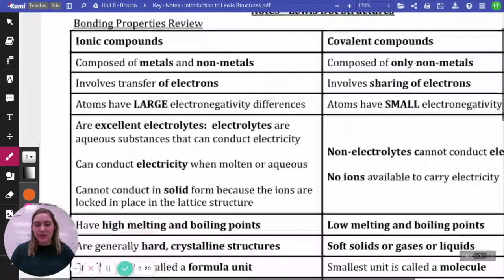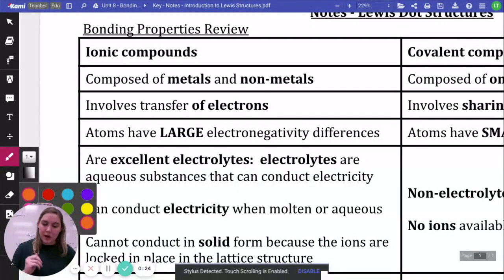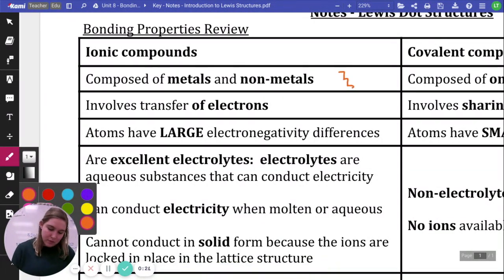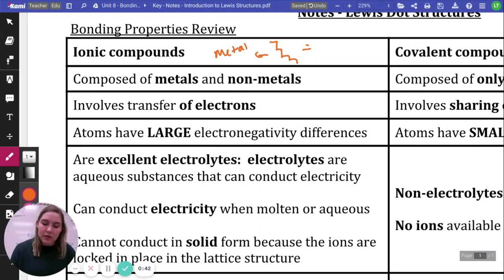So we're going to start by talking about ionic compounds. Ionic compounds are made up of a metal and a nonmetal. If you remember our zigzag line, let me draw that up top actually. On our periodic table, everything to the left of that zigzag line is a metal, except for hydrogen, and everything to the right is a nonmetal. So they're composed of a metal and a nonmetal. Sometimes you may also see a polyatomic ion in these compounds as well.